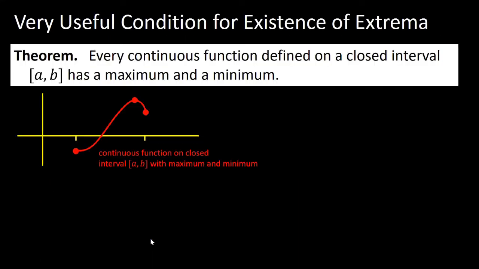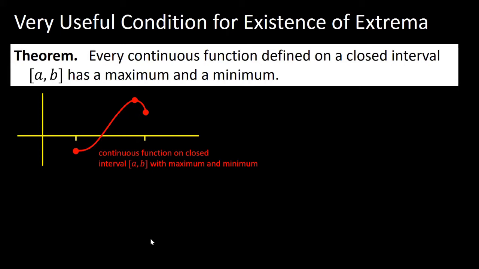We've seen an example of a function that does not have a maximum or a minimum, but there are some conditions under which you can be sure that a function does have a maximum or a minimum. In particular, if you have a continuous function defined on a closed interval AB, then it always has a maximum and a minimum. Maybe more than one point where it occurs, but you always have a maximum value, you always have a minimum value. If the function is continuous, and if it's defined on a closed interval AB.